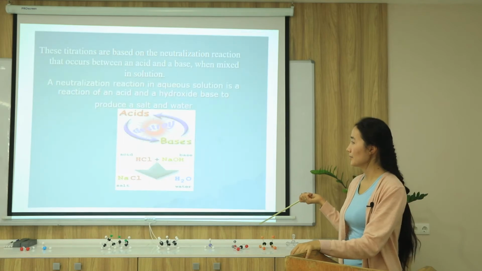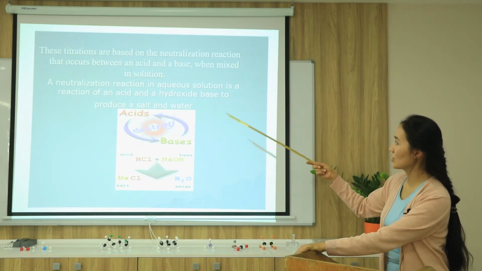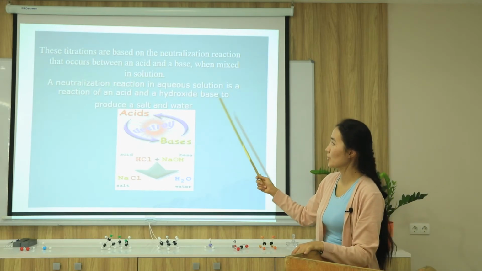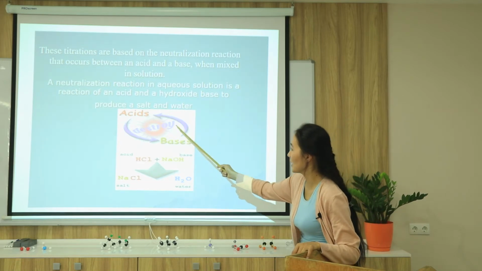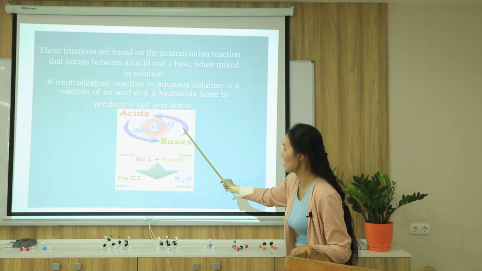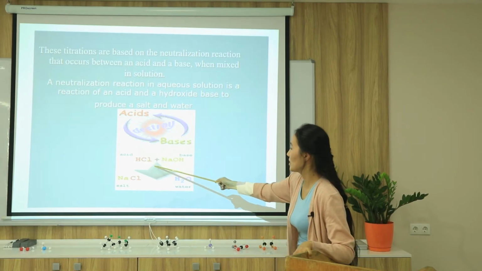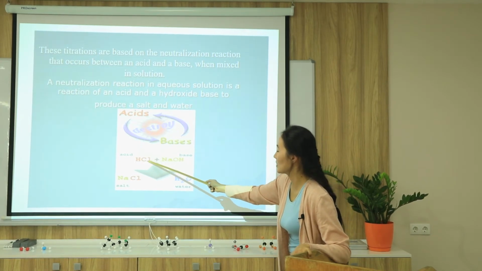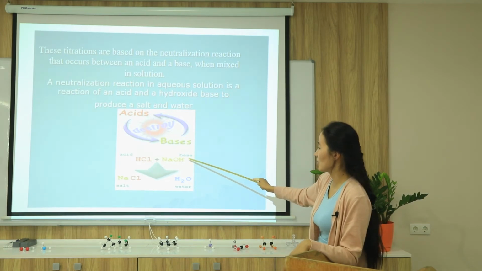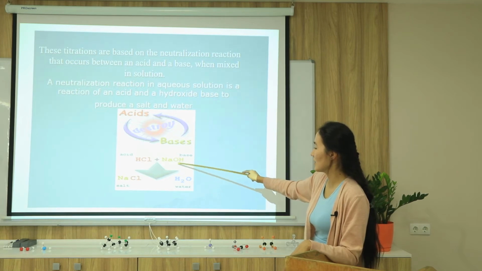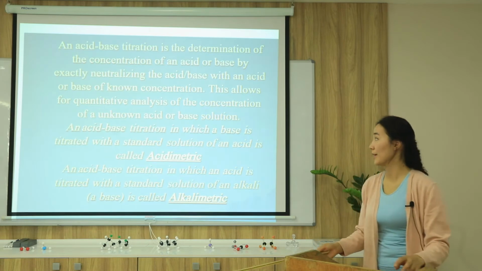Next one. Here you can see that these titrations are based on the neutralization reaction that occurs between acid and base when mixed in solution. The acid, for example HCl, and the base, sodium hydroxide, react and deliver water, and this gives us the salt, sodium chloride.